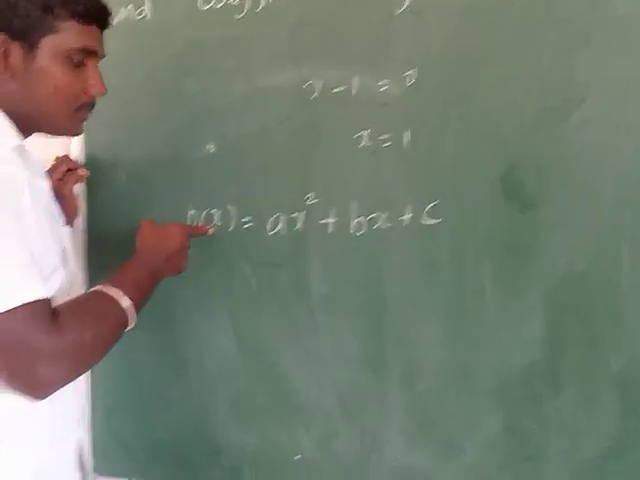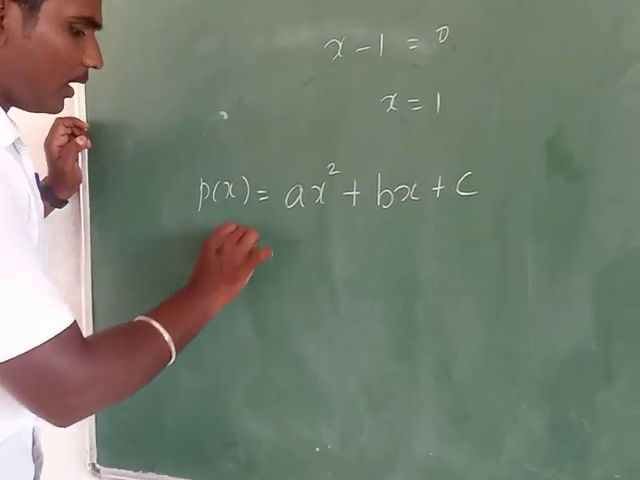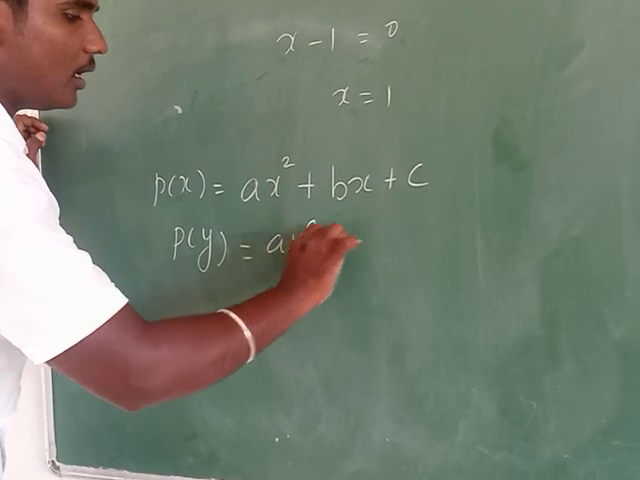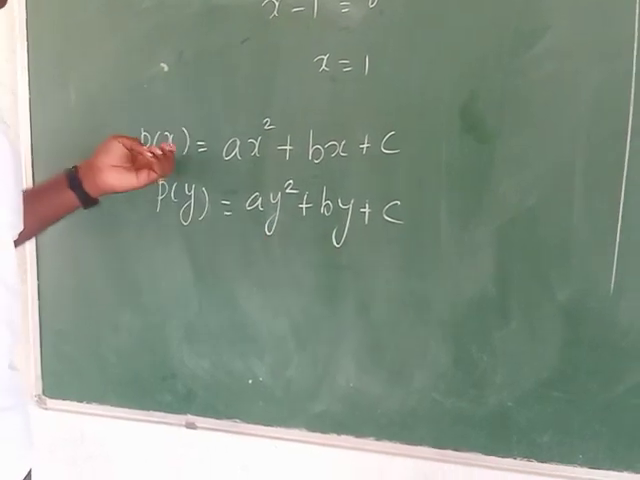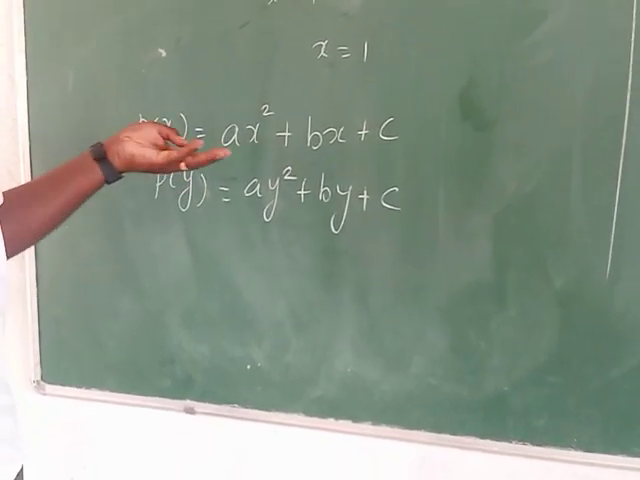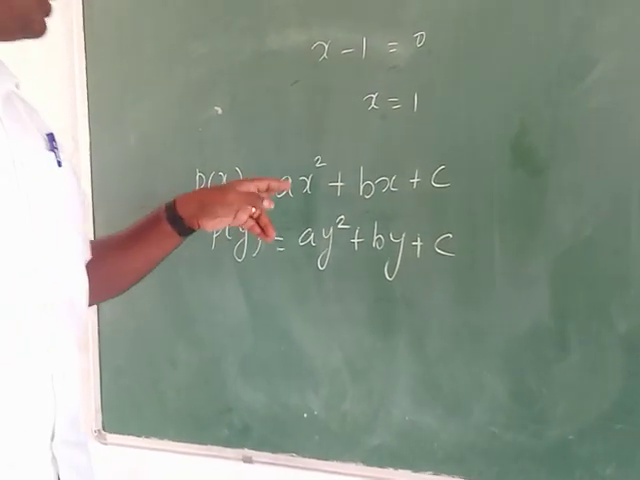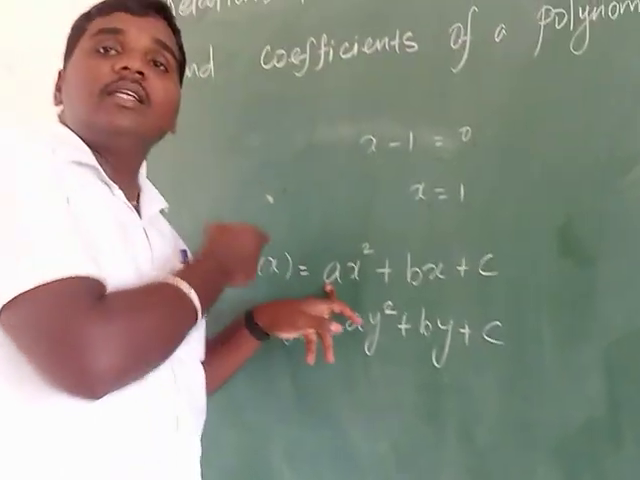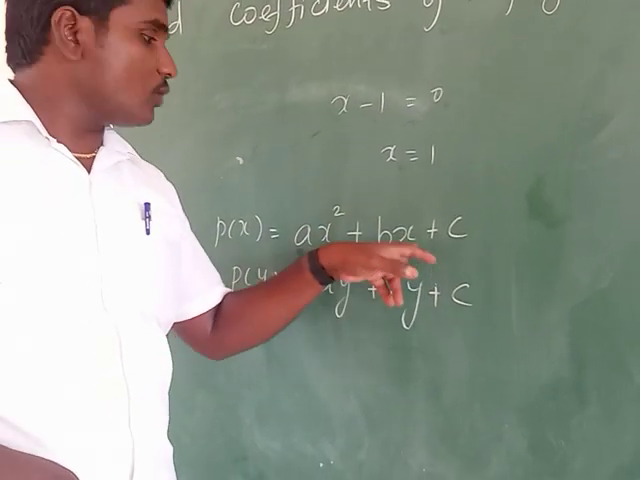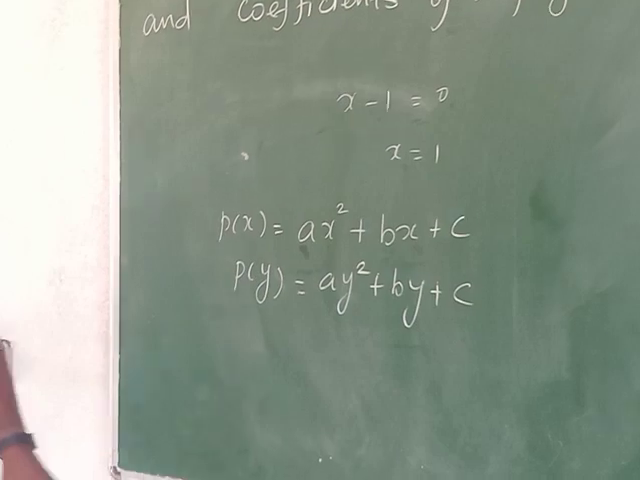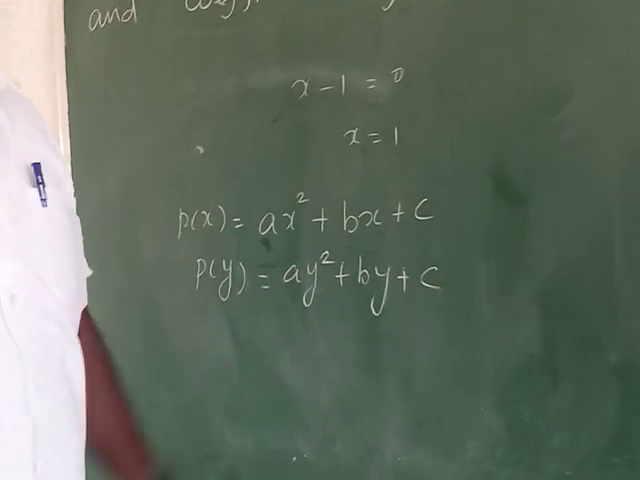This is the polynomial in terms of x, p of x. In terms of y, p of y is equal to ay square plus by plus c. But we will mostly use only x. Here a is the coefficient of x square, b is the coefficient of x, and c is the constant.